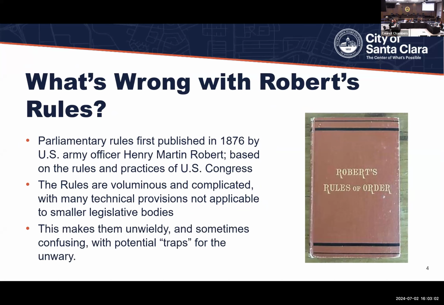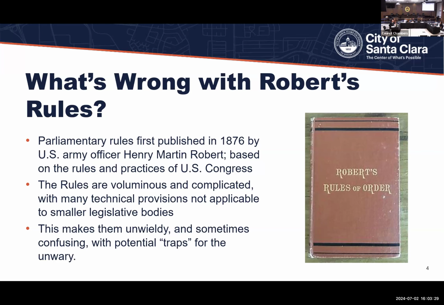It's not particularly suitable for small legislative bodies, and it's really been used for decades as kind of the default meeting management structure and rule system by a lot of government agencies. And I'll say still the primary reference source for most cities and counties operating within the state of California. But what's wrong with it is it's just too much.